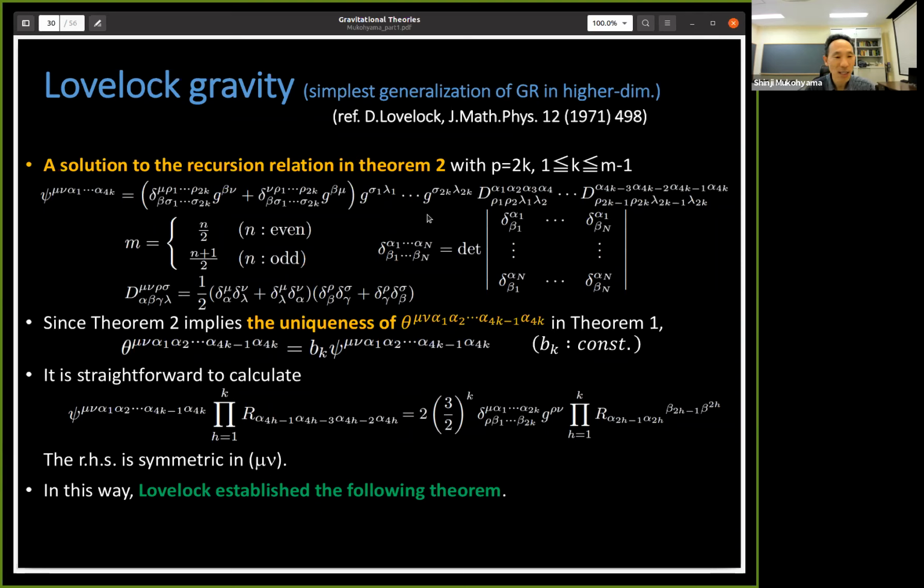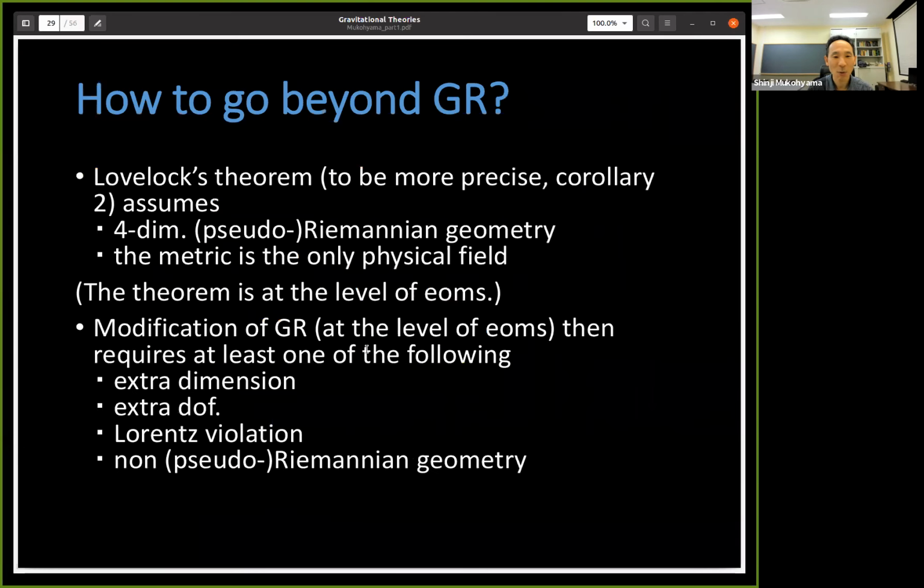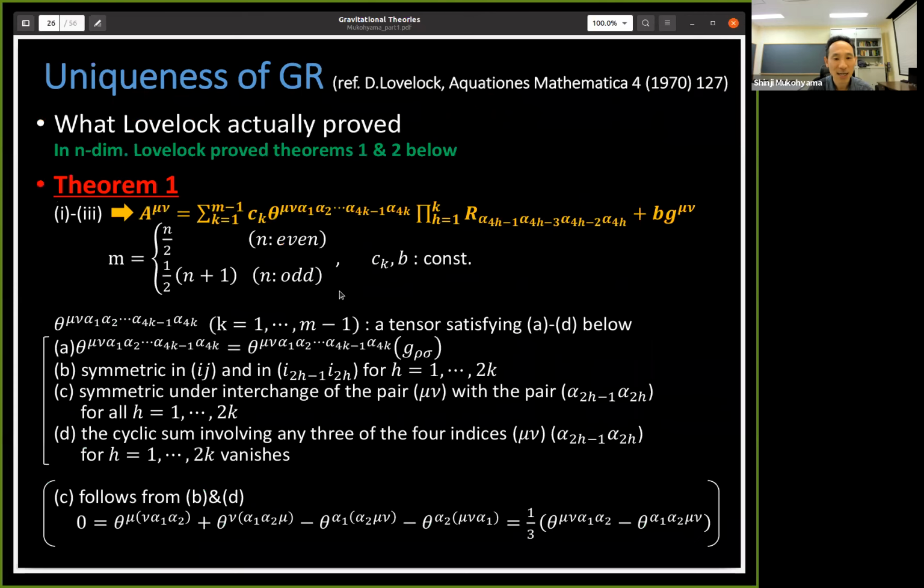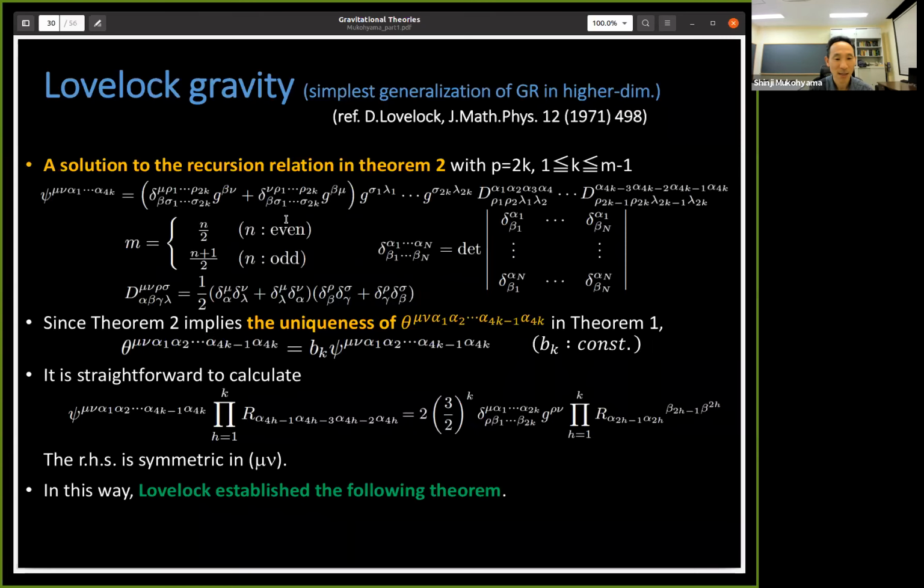I think it's not so complicated to show that this is a solution, but finding a solution is not so easy. Once we have a solution, it's relatively easy to show that it is a solution. And theorem 2 implies that this is unique. This is the solution, up to an overall coefficient, which we call BK. Now, by plugging this into theorem 1, we can compute this combination, and that is given by this.